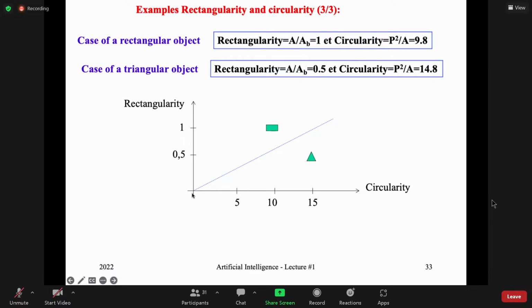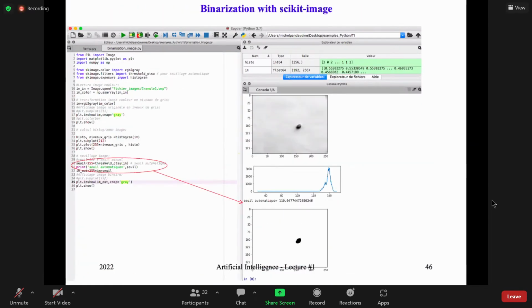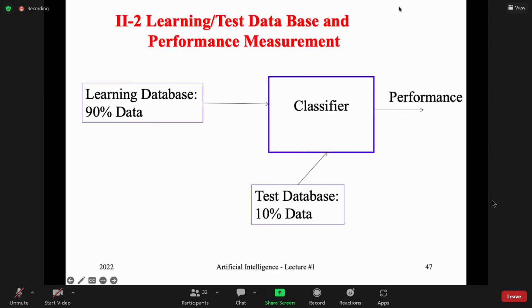So if we have more, here in this area with regard to this line, we can affirm, as a detection, that in this area we always have a rectangular object. And on the contrary, we have the triangular object here. So that is what I mean by classification. Here, for example, we could have only two parameters.